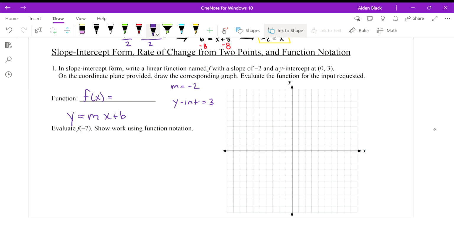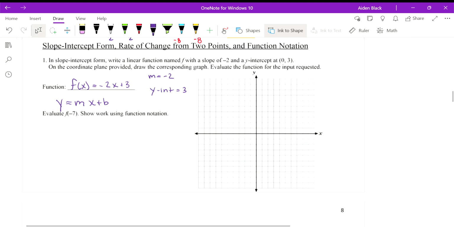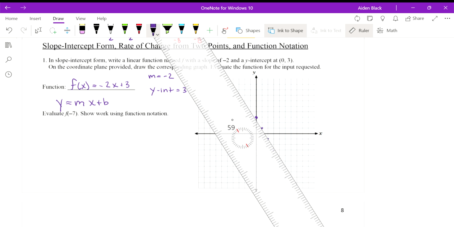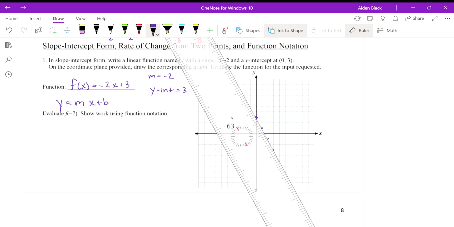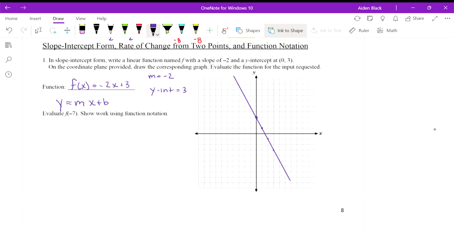So f of x is equal to -2 times x plus 3. So here we have a y-intercept of (0, 3), and our slope is down 2 over 1, down 2 over 1. And we can graph this. There's our function.